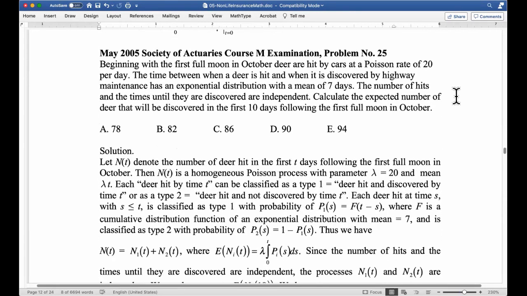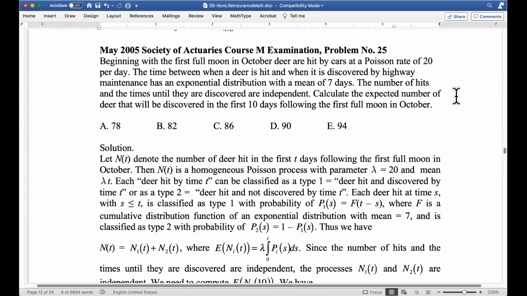Now here is an exercise from an actuarial examination. Beginning with the first full moon in October, deer are hit by cars at a Poisson rate of 20 per day. The time between when a deer is hit and when it is discovered by highway maintenance has an exponential distribution with a mean of 7 days. The number of hits and the times until they are discovered are independent. Calculate the expected number of deer that will be discovered in the first 10 days following the first full moon in October.